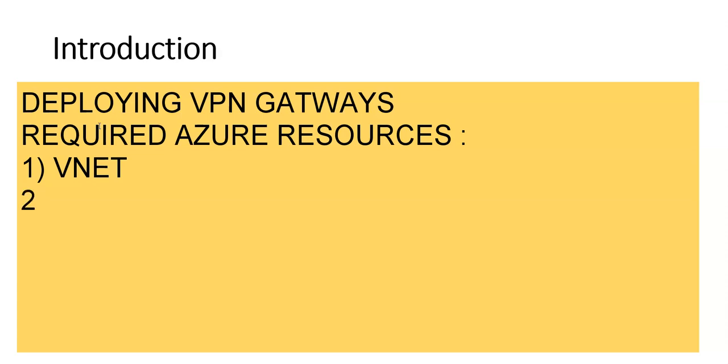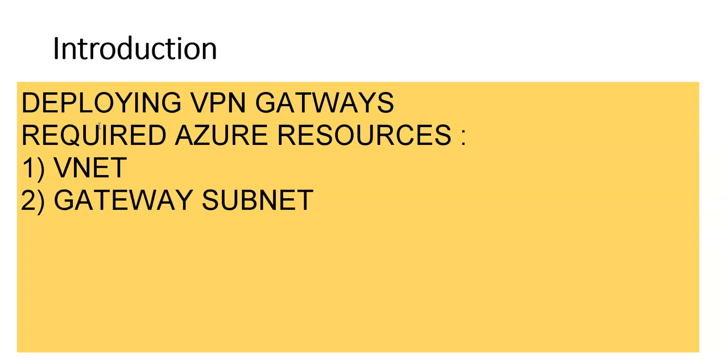Then you will need a gateway subnet. You will have to deploy a subnet. The name of that subnet would be GatewaySubnet, without any spaces, for the VPN gateway.